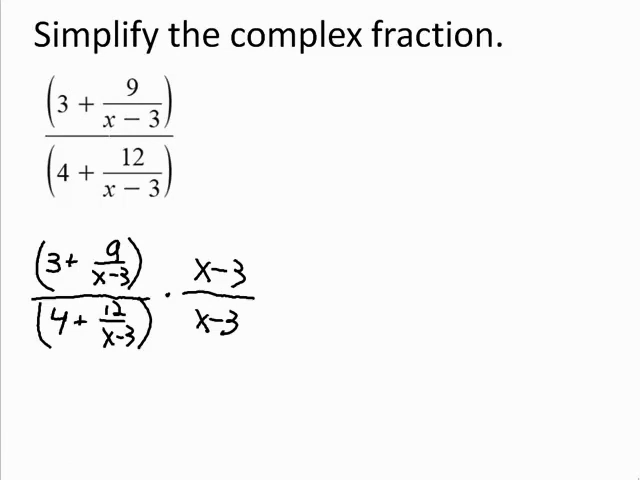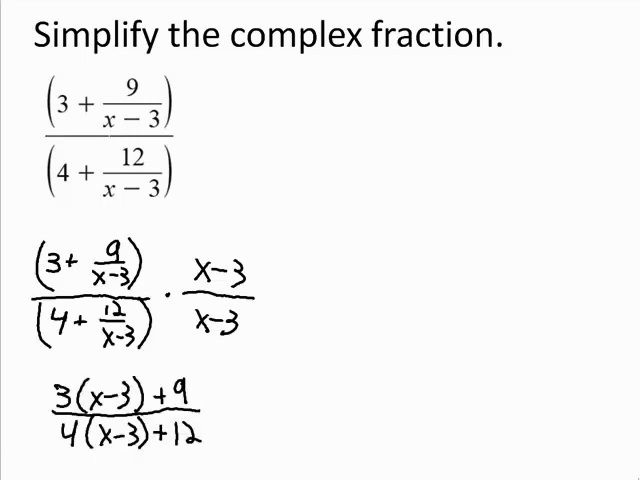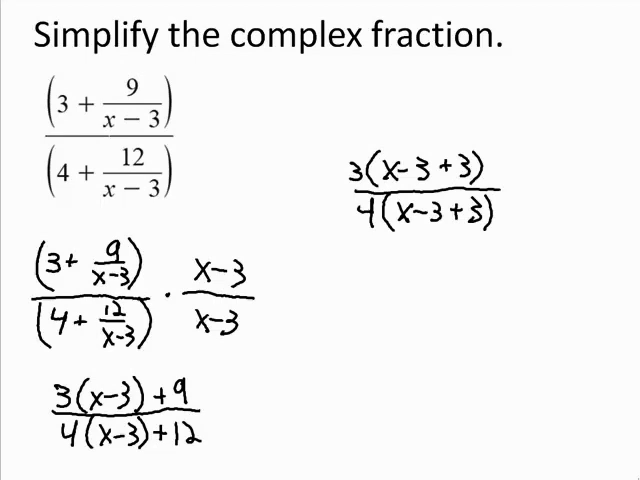Multiply the numerators and denominators and distribute the x minus 3's. 3 times the quantity x minus 3 plus 9 divided by 4 times the quantity x minus 3 plus 12. Factor a 3 out of the numerator and a 4 out of the denominator. 3 times the quantity x minus 3 plus 3 divided by 4 times the quantity x minus 3 plus 3.